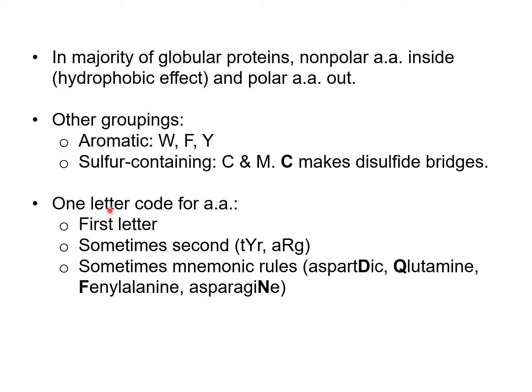And there are 1-letter codes for amino acids too, and they were developed and designated in a way that people can easily remember. Typically we use the first letter of the name of the amino acid, such as glycine, which is indicated as G. But sometimes the second one too, as in tyrosine or arginine. And sometimes the mnemonic rules are used too. The examples include aspartic acid, glutamine, phenylalanine, asparagine too.